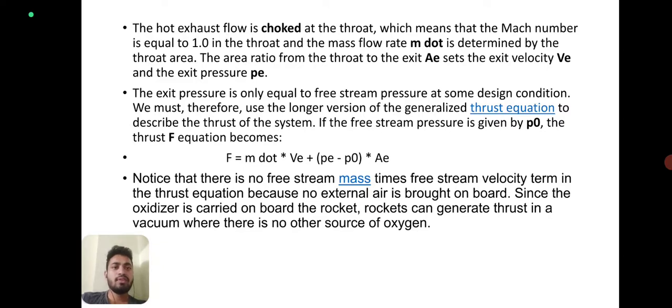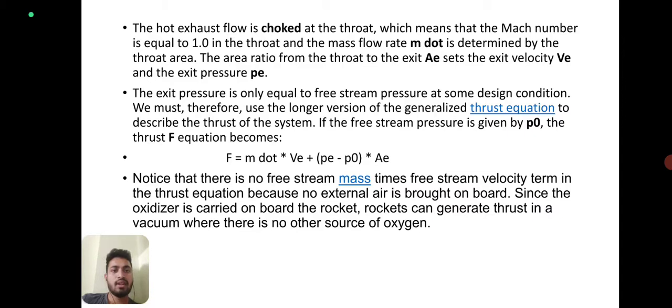The area ratio from the throat to the exit, AE, sets the exit velocity VE and the exit pressure PE. The exit pressure is only equal to free stream pressure at some design conditions. We must therefore use the longer version of the generalized thrust equation to describe the thrust of the system. If the free stream pressure is given by P naught, the thrust F equation becomes F is equal to m dot times VE plus PE minus P naught times AE.